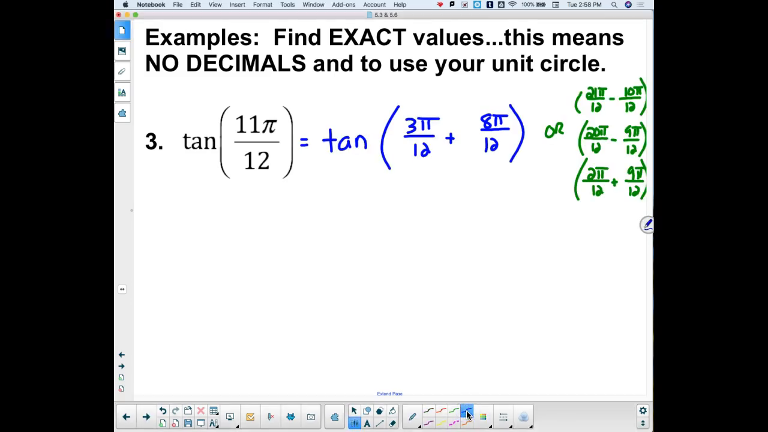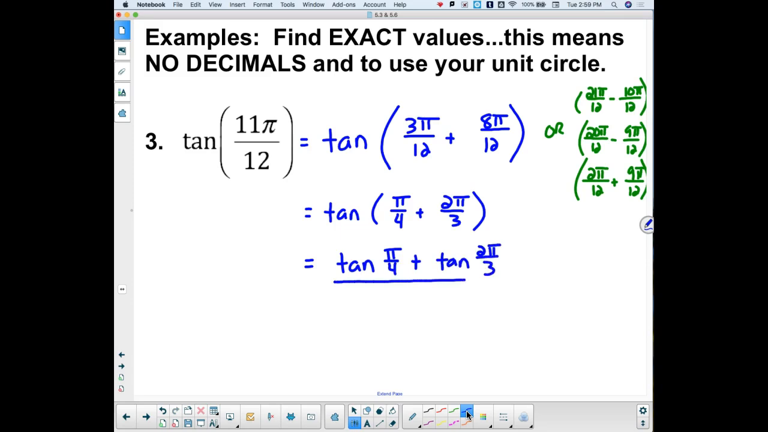Find me the tangent of 11 pi over 12. I don't care if you use a sum or a difference. You can pick it. So going with this one, that is tangent of pi over 4 plus 2 pi over 3. Using number 20, this is going to be the tangent of pi over 4 plus the tangent at 2 pi over 3 divided by 1 minus the tangent of pi over 4 times the tangent of 2 pi over 3.